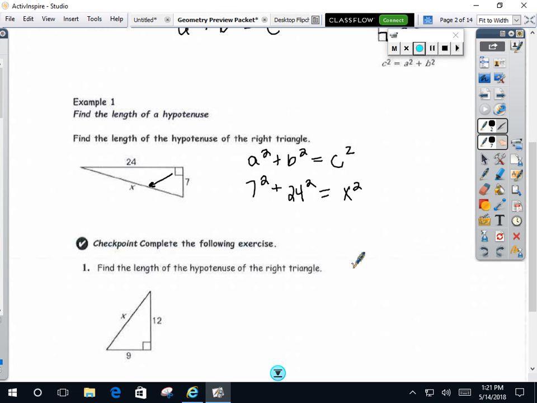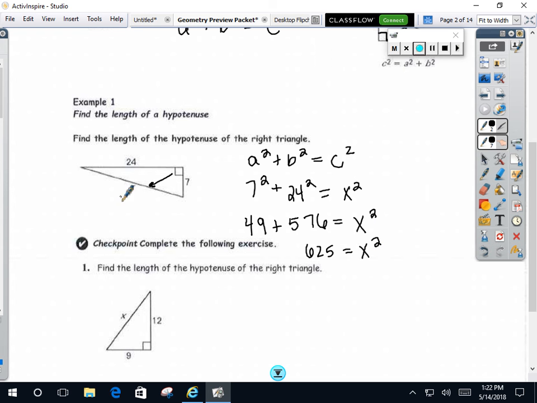Now you just start simplifying. What is 7 squared? 49. What is 24 squared? 576. And then x squared, you can't do anything with because x squared is just x squared, right? Now on the left side, these are both constant values, so can't you go ahead and add these together? What's 49 plus 576? 625. And then on the right side, you still just have that x squared.